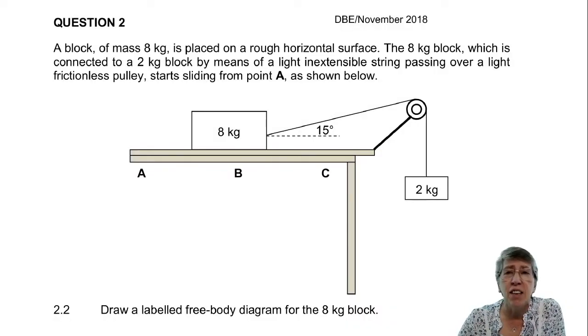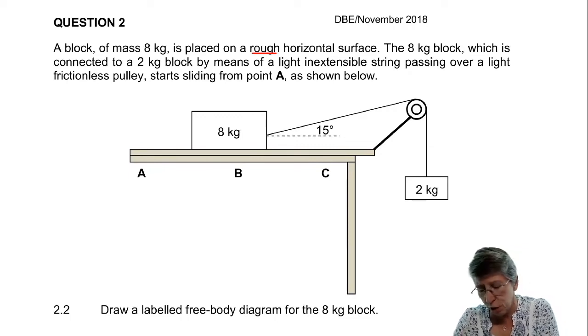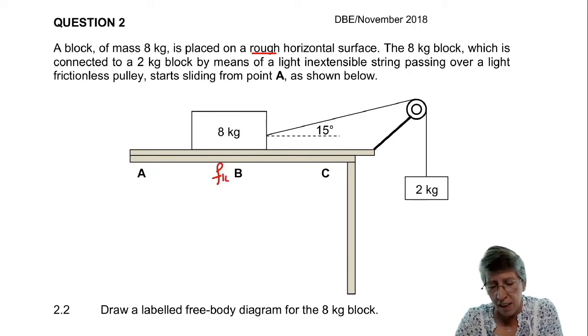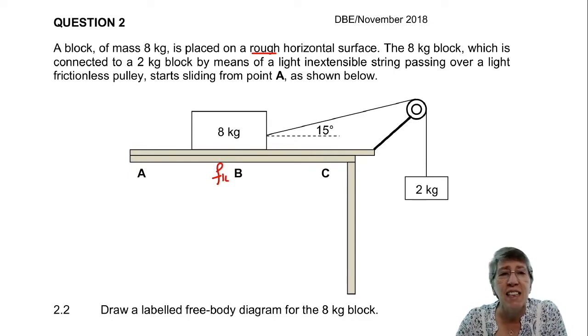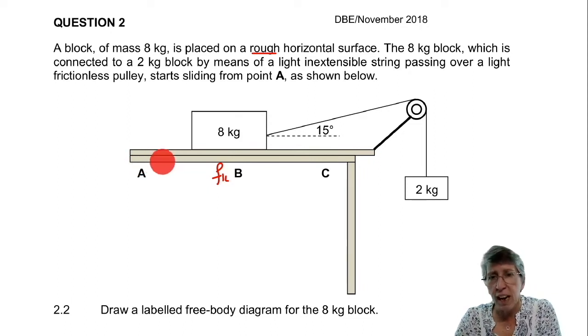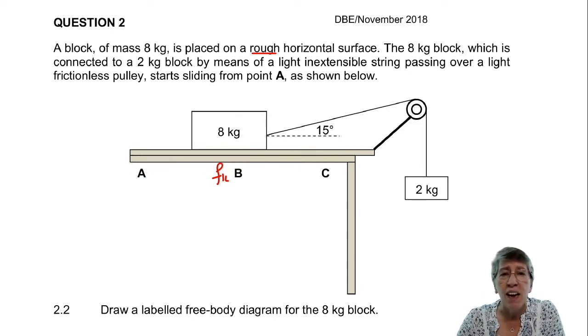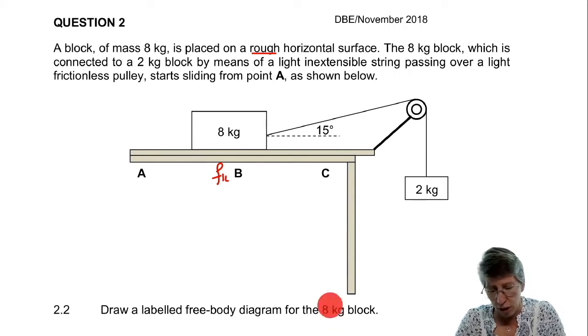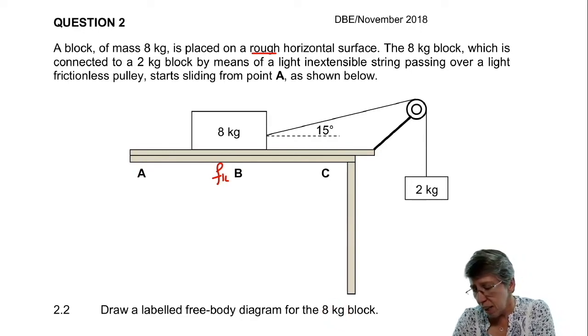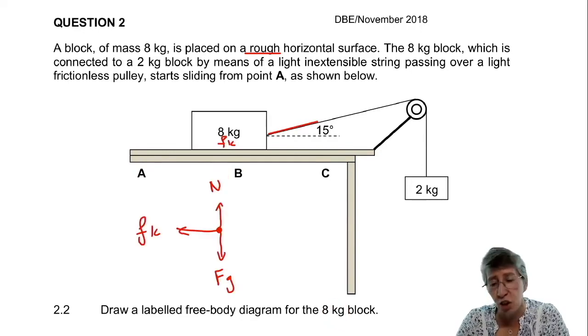In 2018, they told us that a block of mass 8 kilograms is placed on a rough horizontal surface, once again telling us there's going to be some frictional force there. And then the 8 kilogram block is connected to a 2 kilogram block by means of a light inextensible string passing over a light frictionless pulley, and starts sliding from point A as shown. So it is starting from point A and moving towards the edge of this table. And now they ask us to draw a free body diagram, and only for the 8 kilogram block. So for that 8 kilogram block, we've got this tension in this rope.